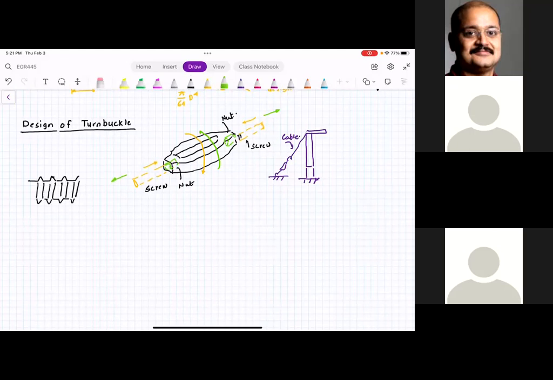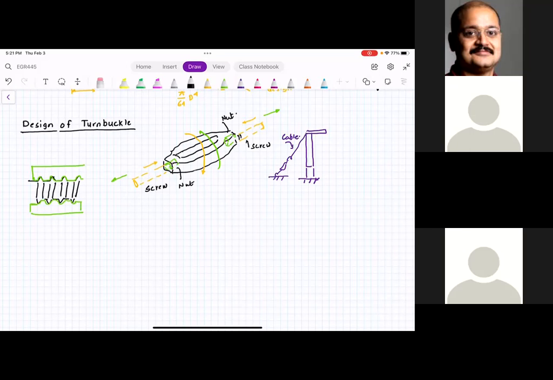And then here there is a nut. It could be clockwise, it could be counterclockwise, doesn't matter. But I want you to understand that this is how the assembly is going to take place. So what type of failures would you expect in a screw joint?